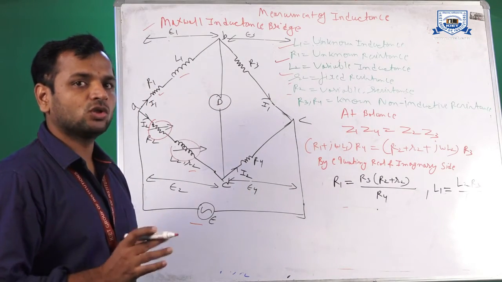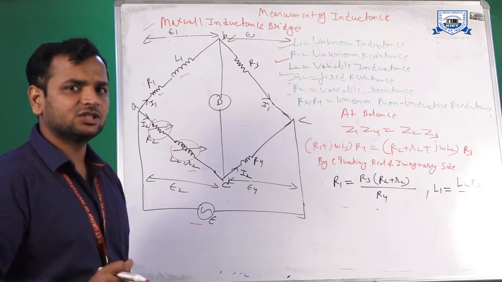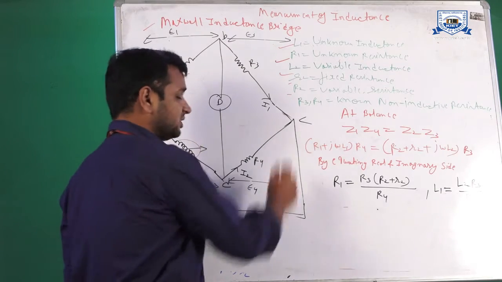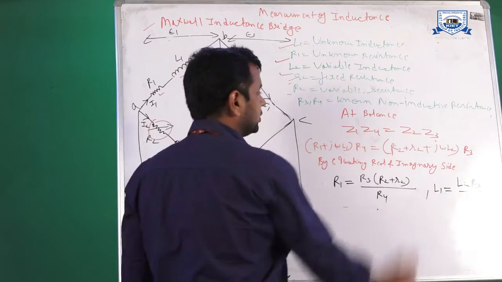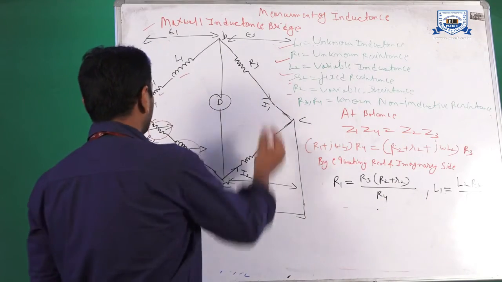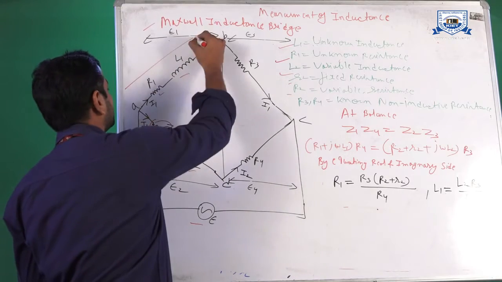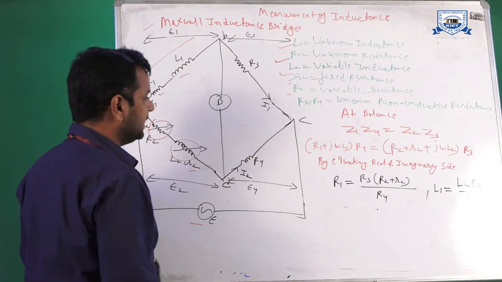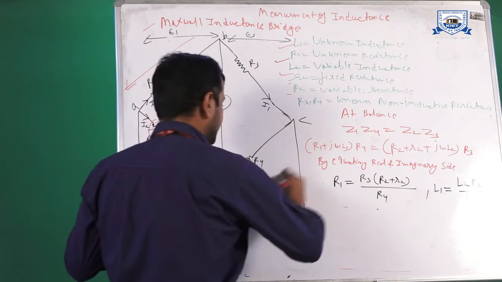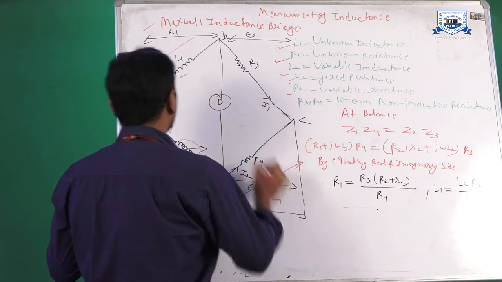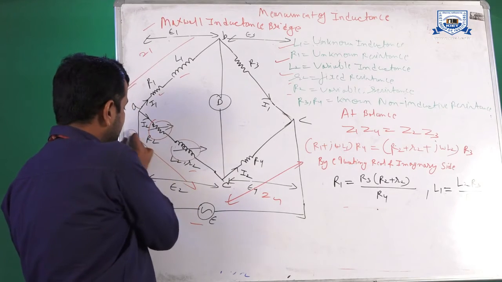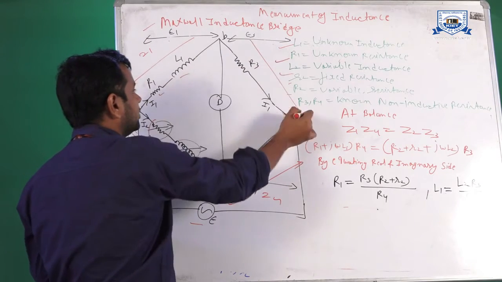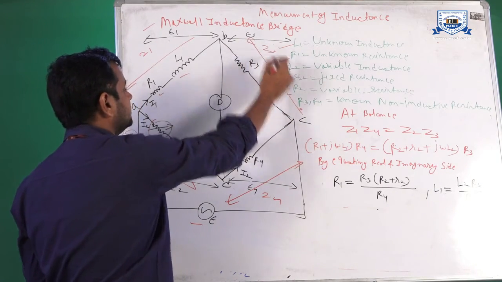As we know, what is the condition of balance? We have seen in the last lecture that at balance, Z1 Z4 is equal to Z2 Z3. So Z1 is the total impedance of this branch, multiplied by the total impedance of this branch, that is Z4, and that will be equal to the total impedance of this branch, that is Z2, and the total impedance of this branch, that is Z3.